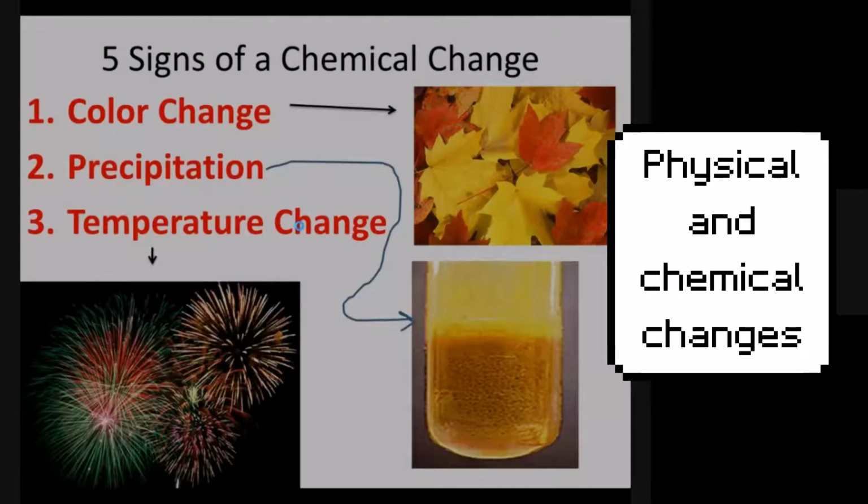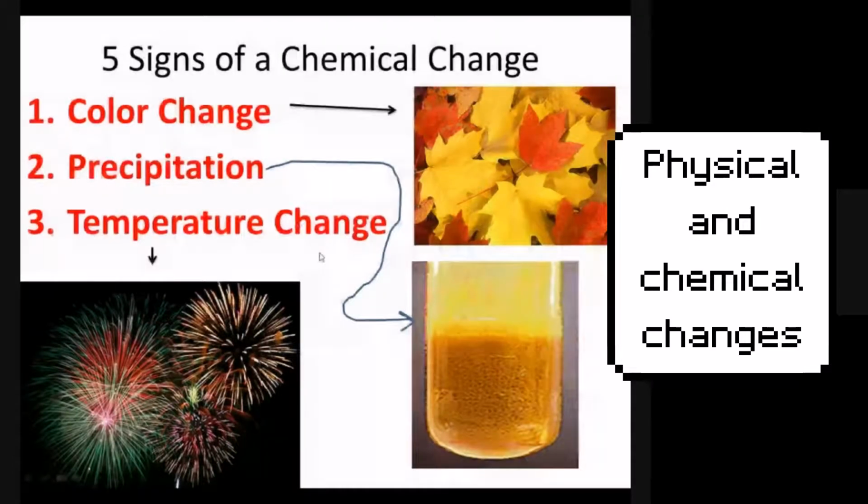So here are 5 signs of a chemical change. If you have one of these 5 signs, there's a 99% chance that it's a chemical change. If you have 2 of these 5 signs of a chemical change, it's a 100% chance that a chemical change has occurred. So for example, if the object changes color, then more than likely, it's going to be a chemical change. There are some examples where a color change can happen with a physical change, but they're very rare.